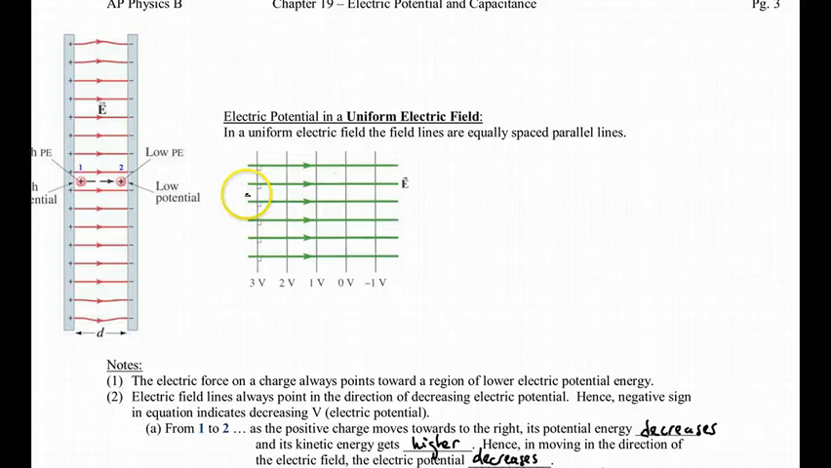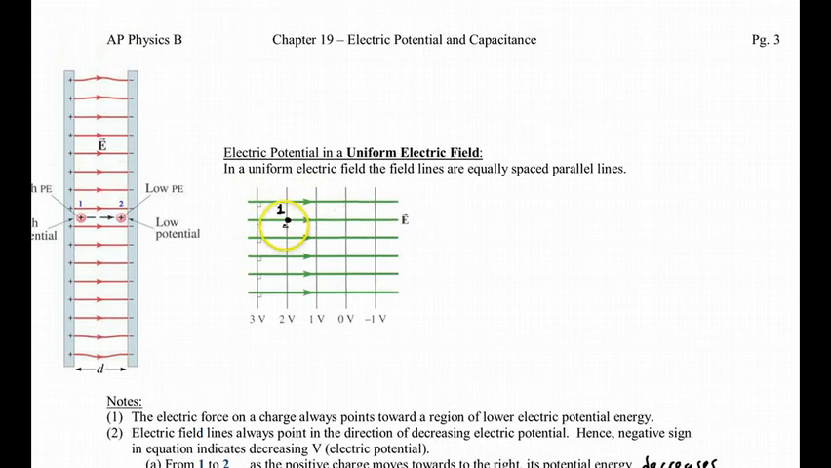So as a charge moves from a higher potential, say here at position 1, to a lower potential, it will be moving in the direction of the electric field. You can see it's dropping from 3 volts to 2 volts to 1 volt to 0 volt to negative 1 volts here, and the electric potential is decreasing as you move in the direction of the electric field.